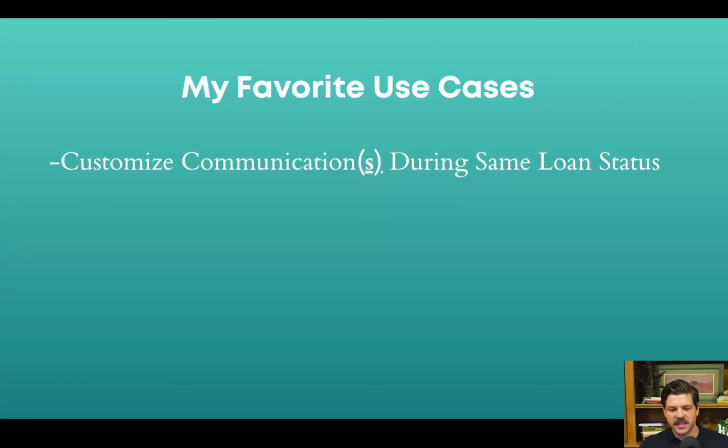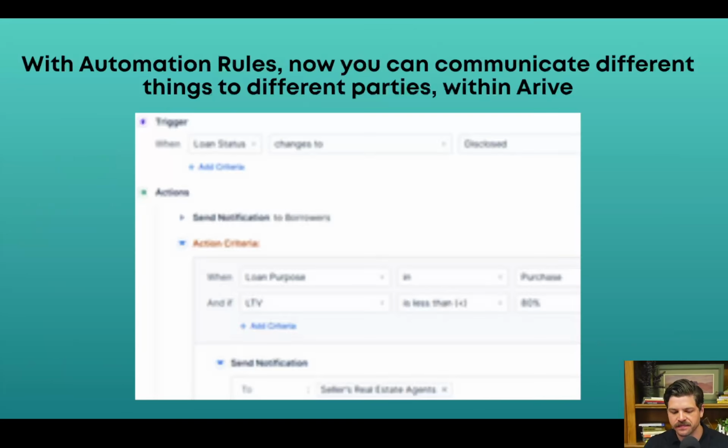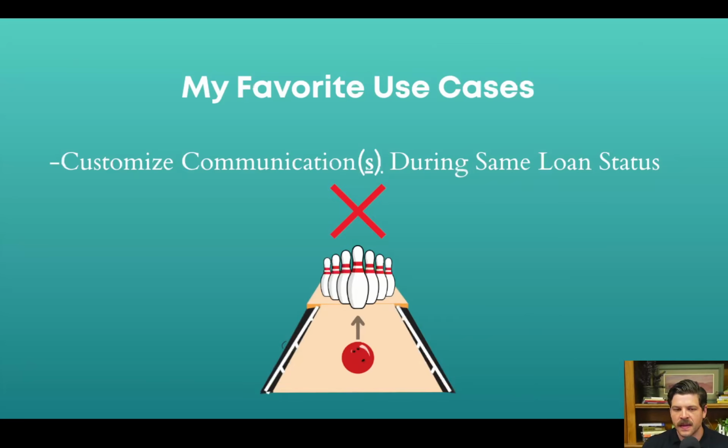There are multiple customized communications you can send during the same loan status. And here's what it would look like to build it out. Every single automation always has to have a trigger. To me, the easiest ones to think of are loan statuses, but there are other types of triggers, and this is how you do it. Then you just create an email at the bottom of this.